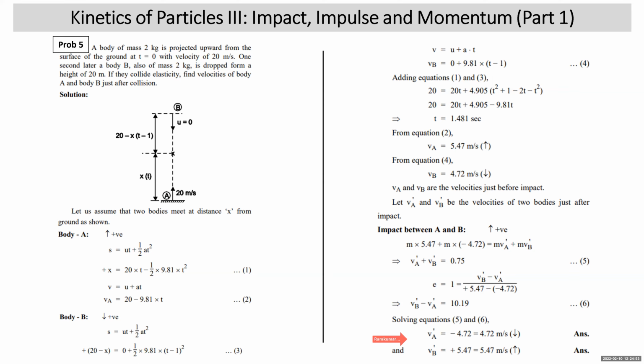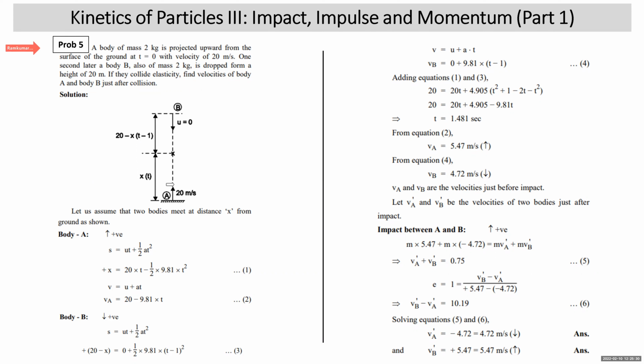So let's take up the sum. Problem number 5. A body of mass 2 kg is projected upwards from the surface of the ground at t equal to 0. This is body A, which is projected upward with 20 meter per second. 1 second later, body B, also mass 2 kg, is dropped from the height of 20 meter. It is dropped means its initial velocity is 0. Both the bodies are initially 20 meter apart. If they collide elastically, elastically means what? E is 1. Find the velocity of body A and B just after collision.